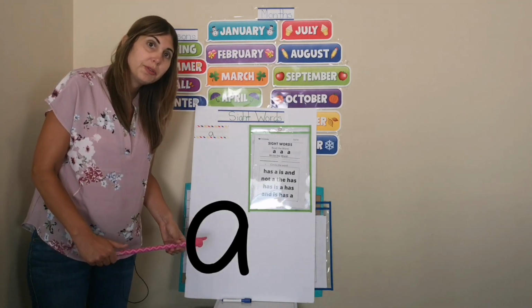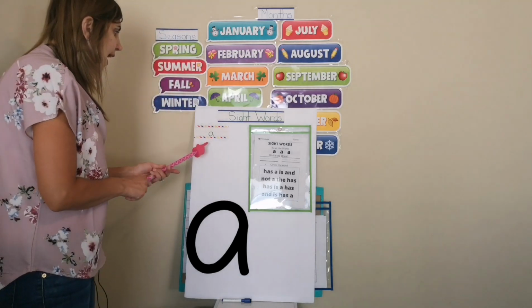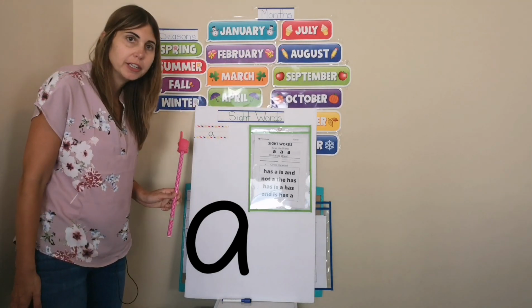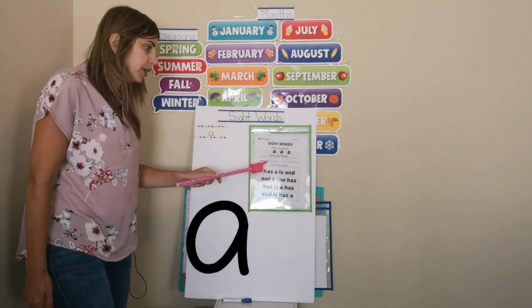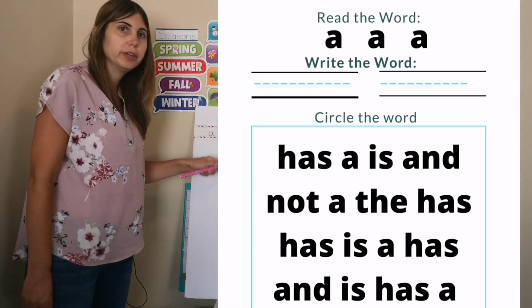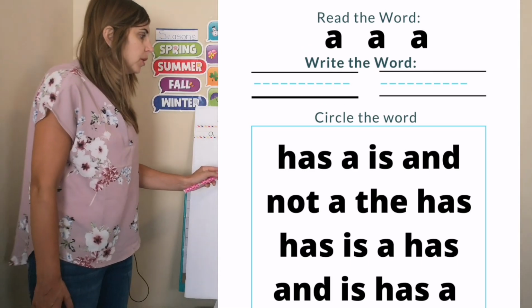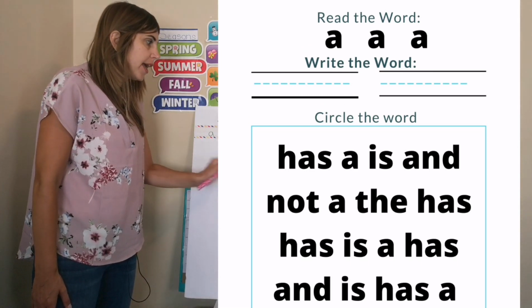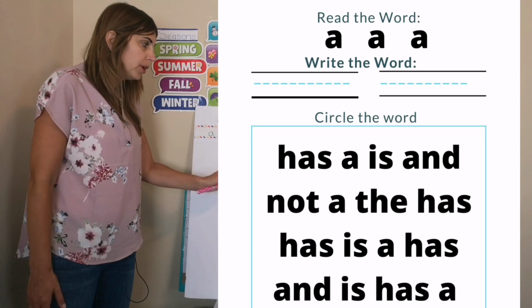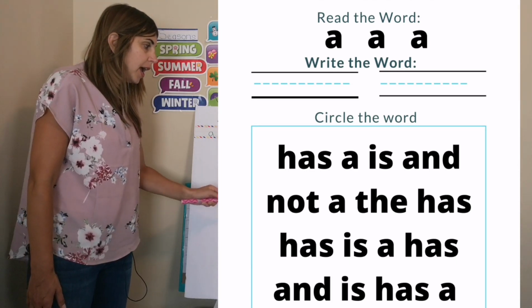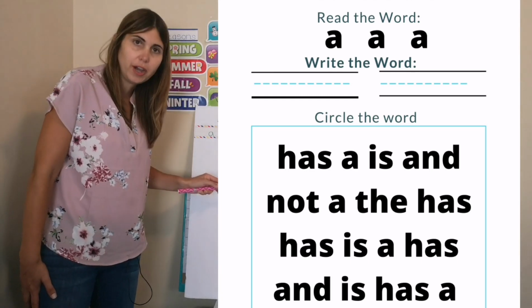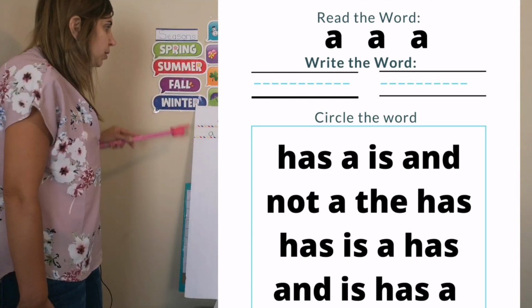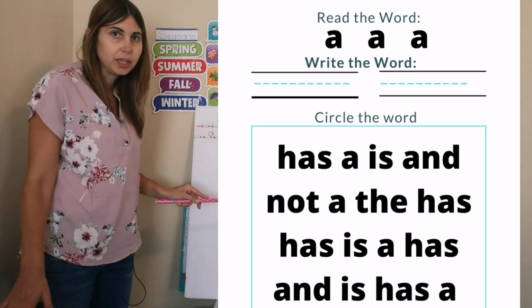Our sight word for this week is A. You can make a flashcard or you can print your flashcards, and you can finish doing your sight word worksheet. You read the word A, write the word A, and circle the word in this box. You have to find it. That is our sight word for today and this week.